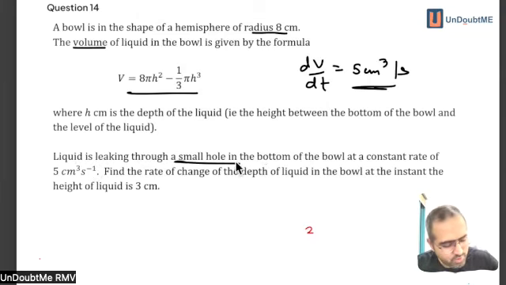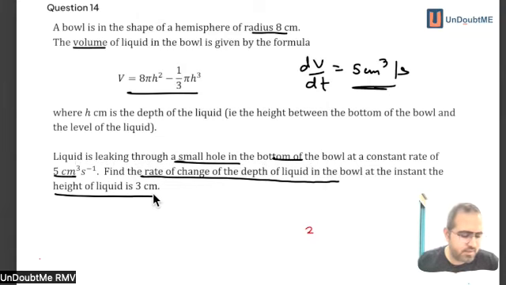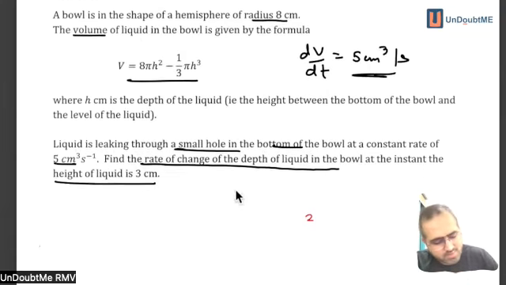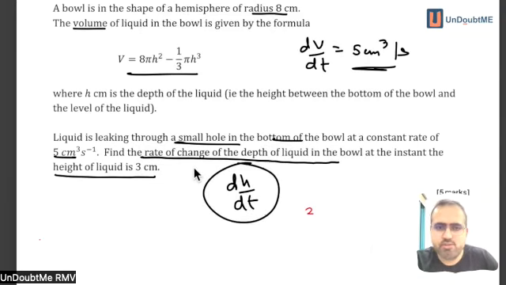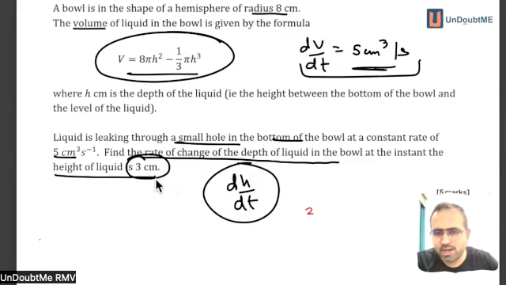Liquid is leaking through a small hole in the bottom at a constant rate. Find the rate of change of depth of liquid in the bowl at the instant when height is this. Now depth is given by h, meaning they are asking dh by dt. The question is very simple. You have to differentiate this and create a dh by dt term. After differentiation, put the value of dv by dt and the value of h as 3, and the dh by dt term is what you need to find. It will be an equation which you need to solve. So give it a try. I'm not solving it right now. Every one of you give it a try.